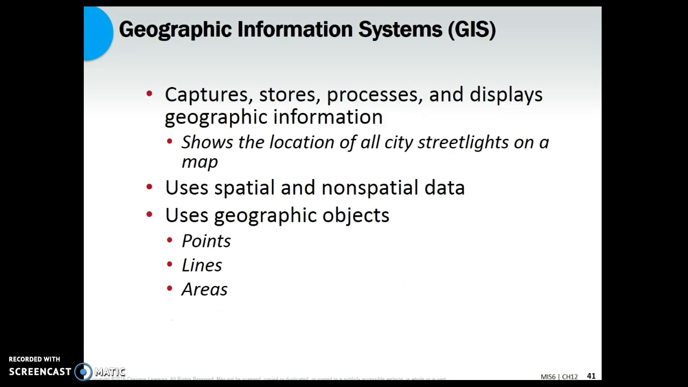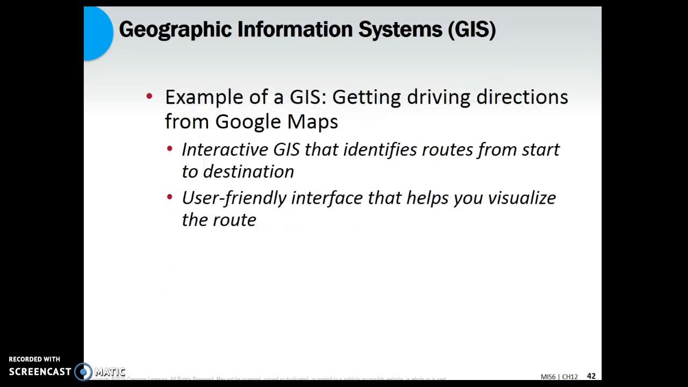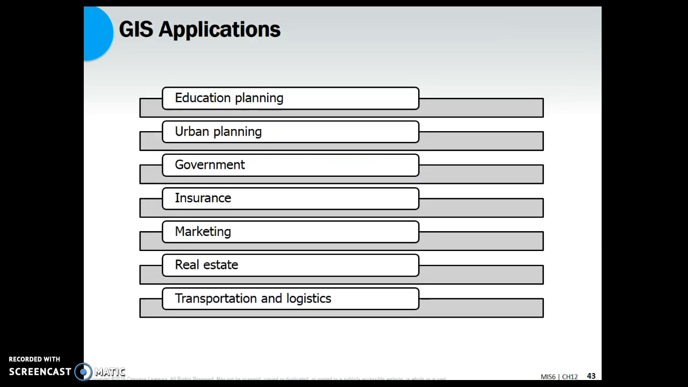One of the other systems that we are going to talk about is the geographic information system. It captures, stores, and processes geographical information and uses spatial and non-spatial data. Examples of a GIS might be driving directions on Google Maps. GIS applications can be used for education planning, urban planning, government, insurance, marketing, real estate, transportation, and logistics.